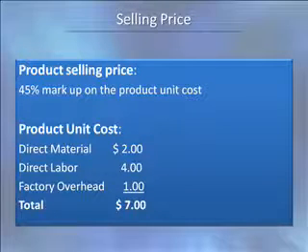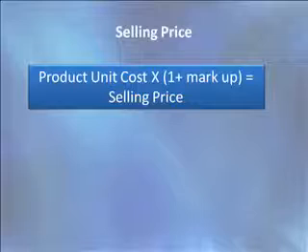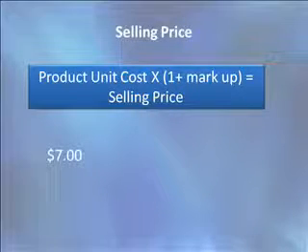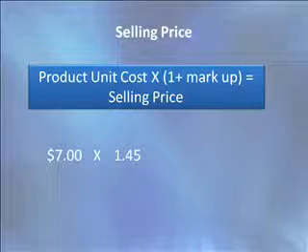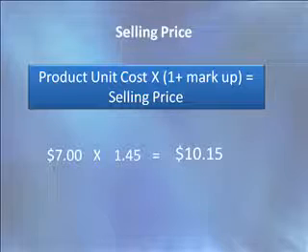Now let's compute selling price. The product selling price is, there's a 45% markup on the product unit cost. The product unit cost consists of direct material, direct labor, and factory overhead. In this example, that is $7. The product unit cost times 1 plus the markup, 1 to cover the product unit cost plus the markup, equals the selling price. In our example, the product unit cost is $7. The markup is 45%, so that equals 1.45. Multiply, and that gives us the selling price of $10.15.